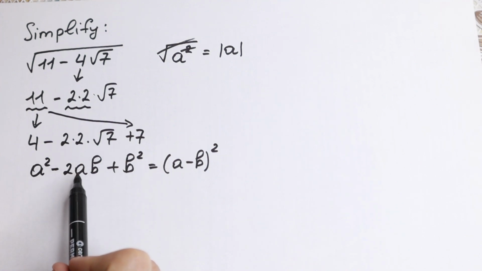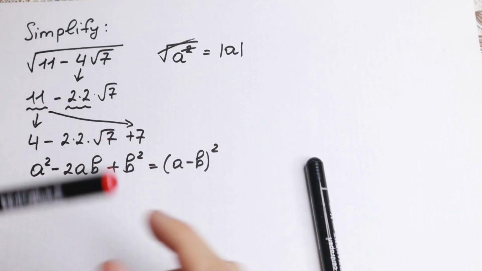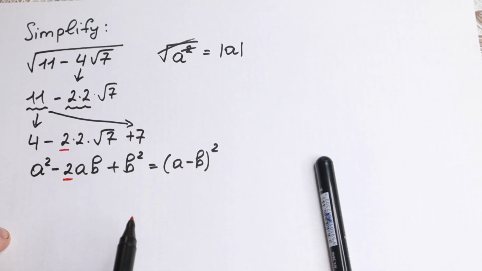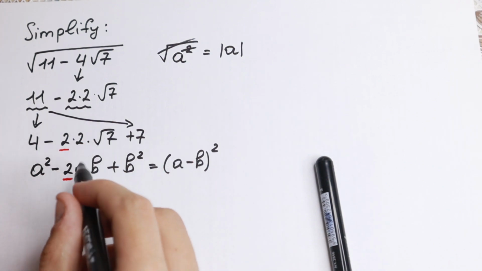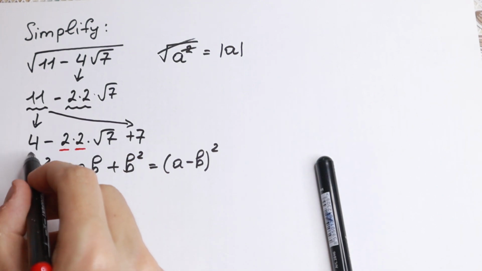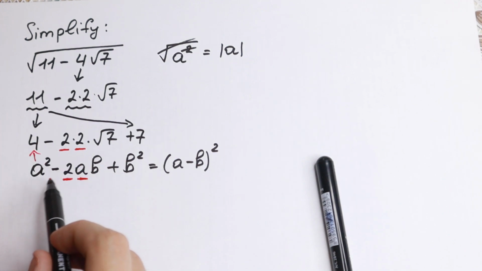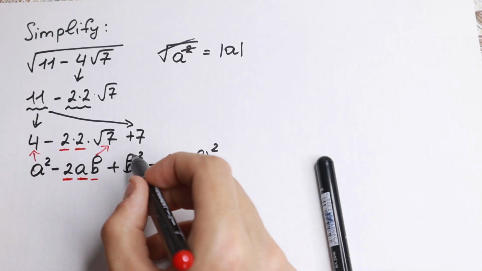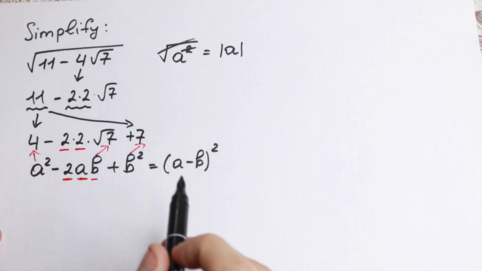But why is this formula good for this expression? Take a look closely. Right here I take a red pen. So right here we have 2, and right here we have 2, yes? So the same elements. And take a look closely. A equal to 2 is good for us, because a square, 2 square, is as well good for us. So a square equal to 4, a equal to 2, b equal to square root of 7, and b square equal to 7. So it looks like our case, but we need to rewrite it in another way.